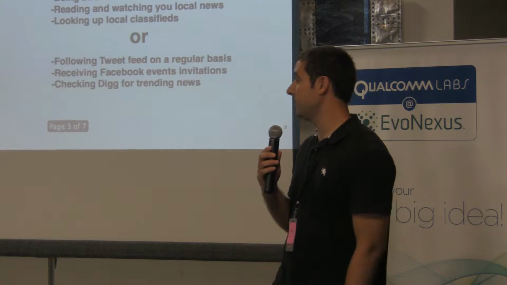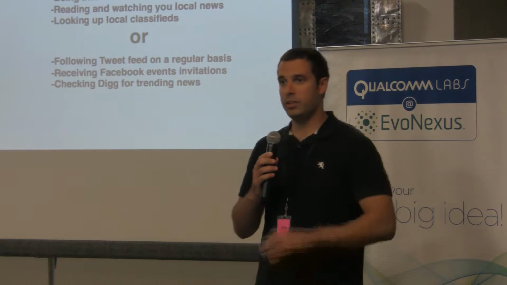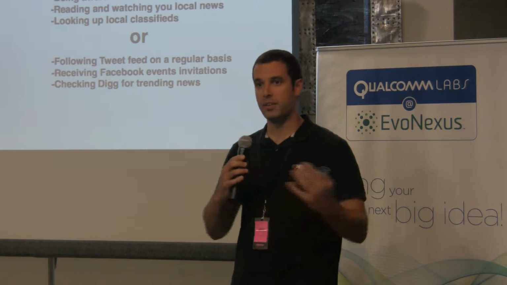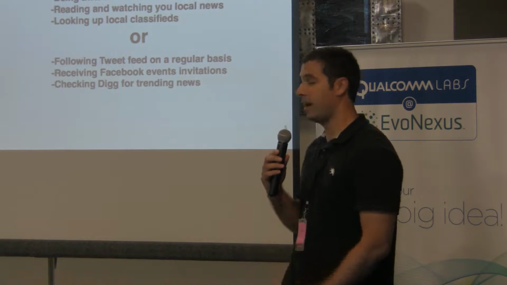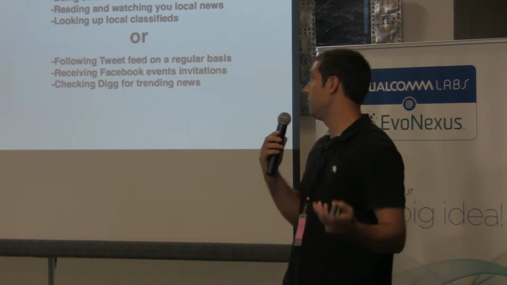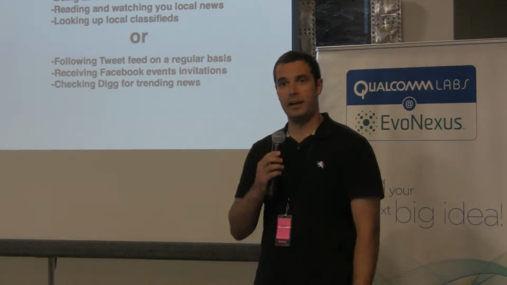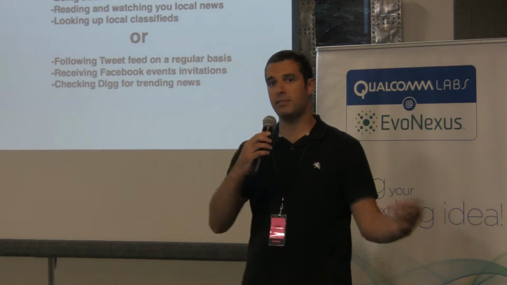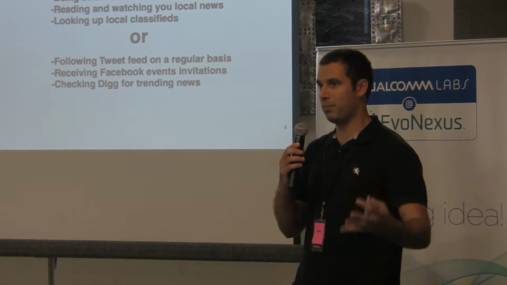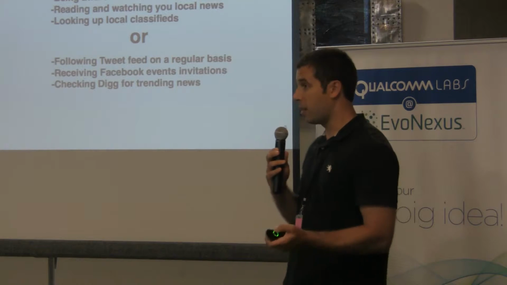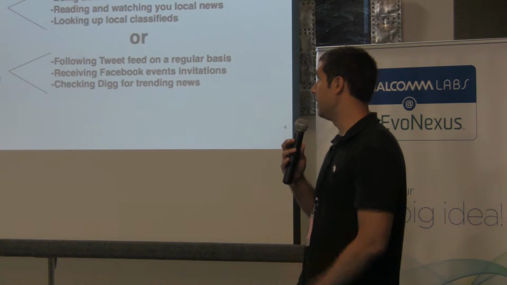So the current solutions: we looked around and determined that in order to get a good snapshot of what's going on in our community, we have a couple of different options. We can look at advertisements around us. We can read and watch local news. We can look up local classifieds. We can read tweets, Facebook posts, look up Reddit, Digg, all these different things. But there are a couple of disadvantages with doing that.